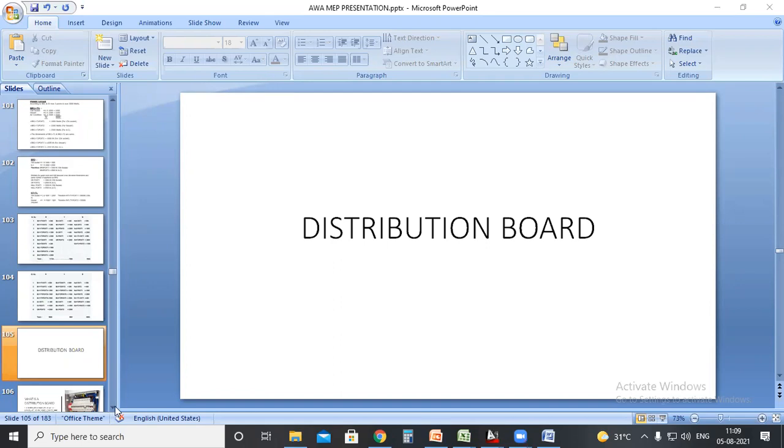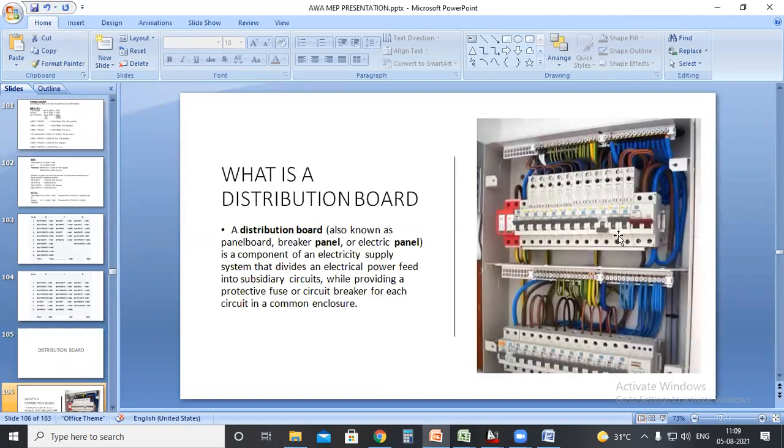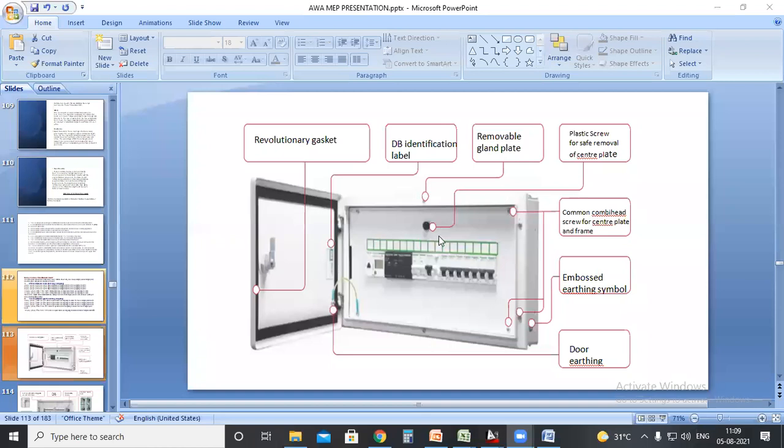I'll just show a snapshot of one. You might have seen these categories of distribution boards. This is not SPN, I will show the SPN distribution board, one minute. This is a definition: a distribution board is a panel board. One minute, let me check the SPN. Yeah, this is an example of a single phase distribution board.